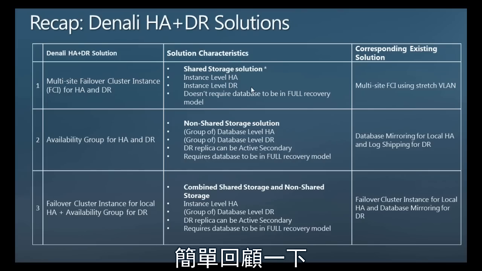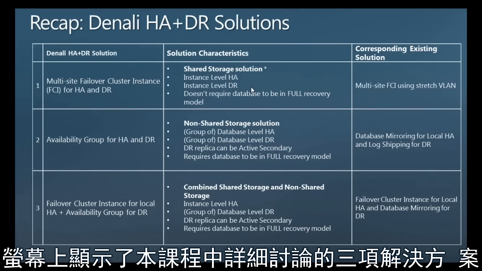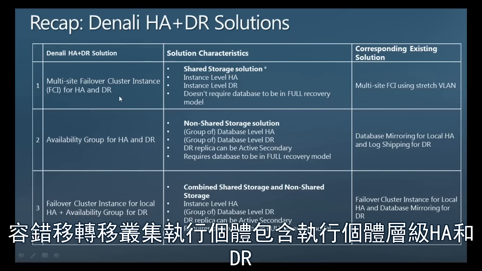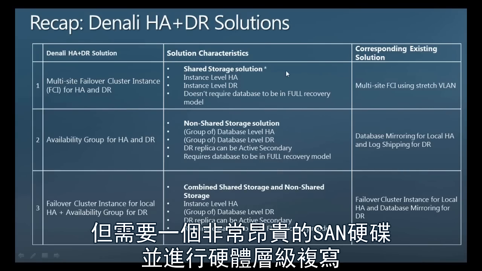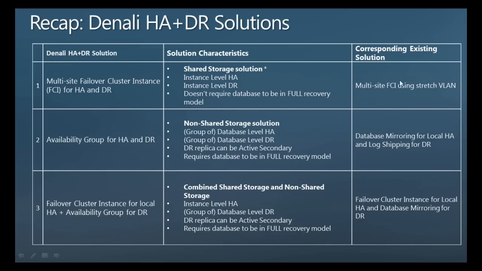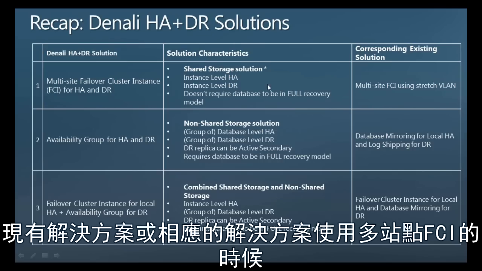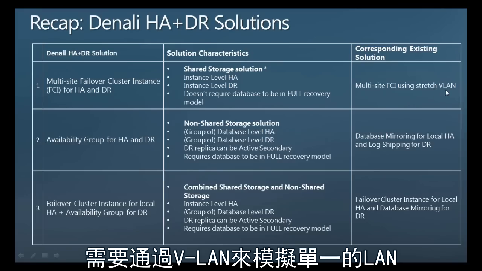Here's a recap. Those are the 3 solutions we discussed and walked you through in this session. With multi-site failover cluster instance, you have instance level HA and DR. You don't need the database to be in full recovery, but you need very expensive SAN disks and hardware level replication. The corresponding existing solution is a multi-site FCI using a stretch VLAN to simulate that you're in a single subnet.